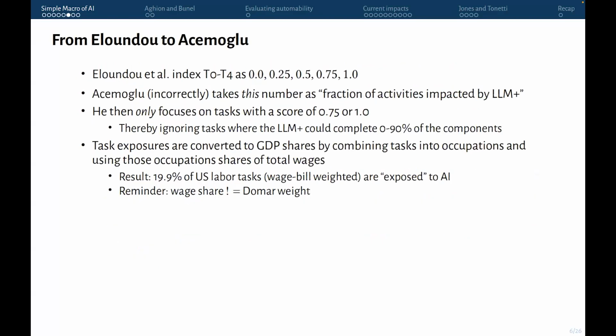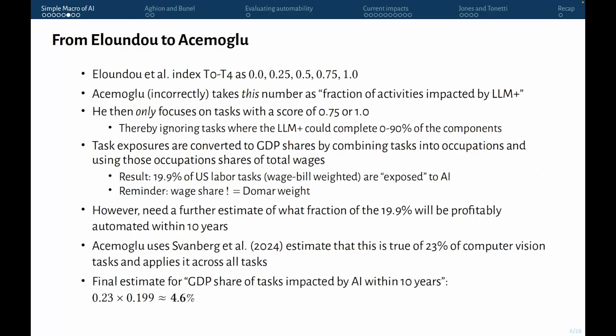Okay, so then task exposures are converted to GDP shares by combining tasks into occupations and using those occupations' share of total wages. The result is that 20% of US labor tasks, wage bill weighted, are exposed to AI. As a reminder from Phil's note, the wage share is not actually equal to the Domar weight, but we're going to act like it is.